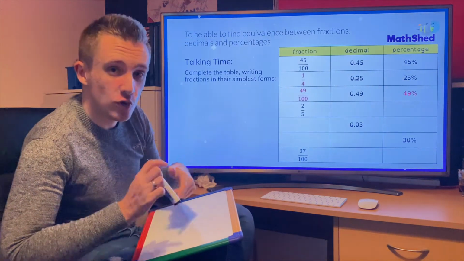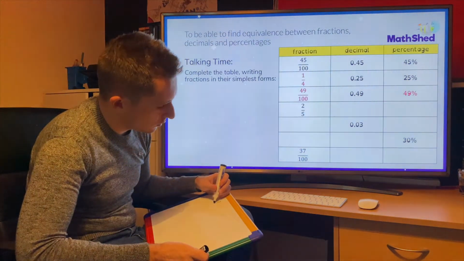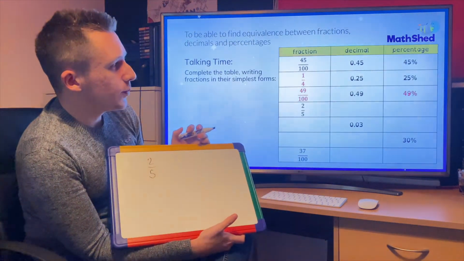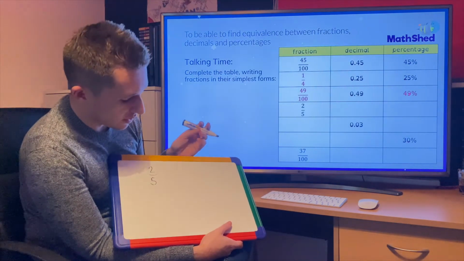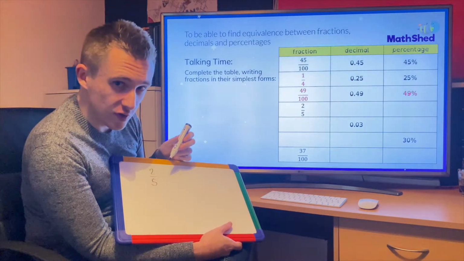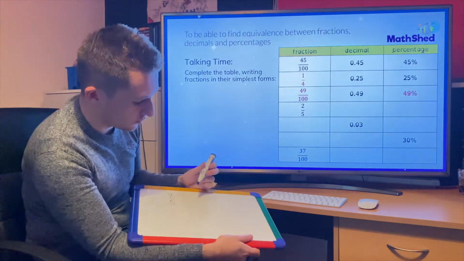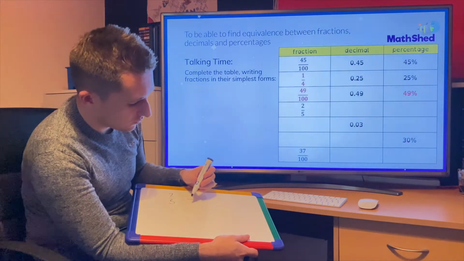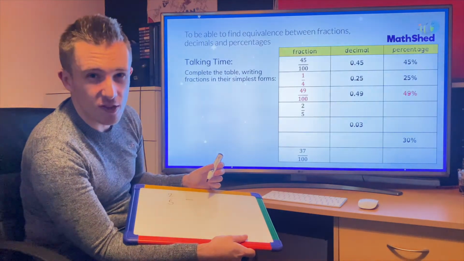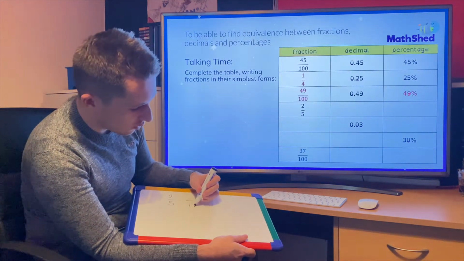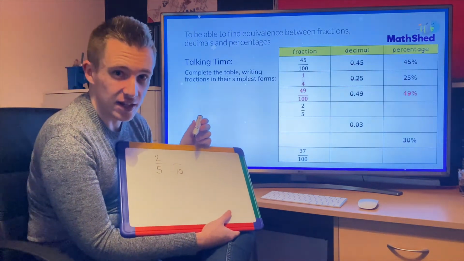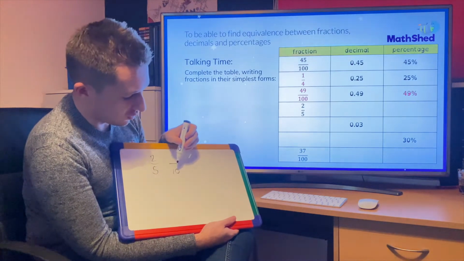The next one here is 2/5. And it's asking us for a decimal and a percentage. Now, because it's over 5 at the moment, that's quite hard to turn into a decimal or a percentage. So we could make it over 100, but that would be more effort than we need to put in. I'm going to put it into something over 10, because I can see that I can go from 5 to 10 easily by doubling it. What I do to the bottom, I do to the top.